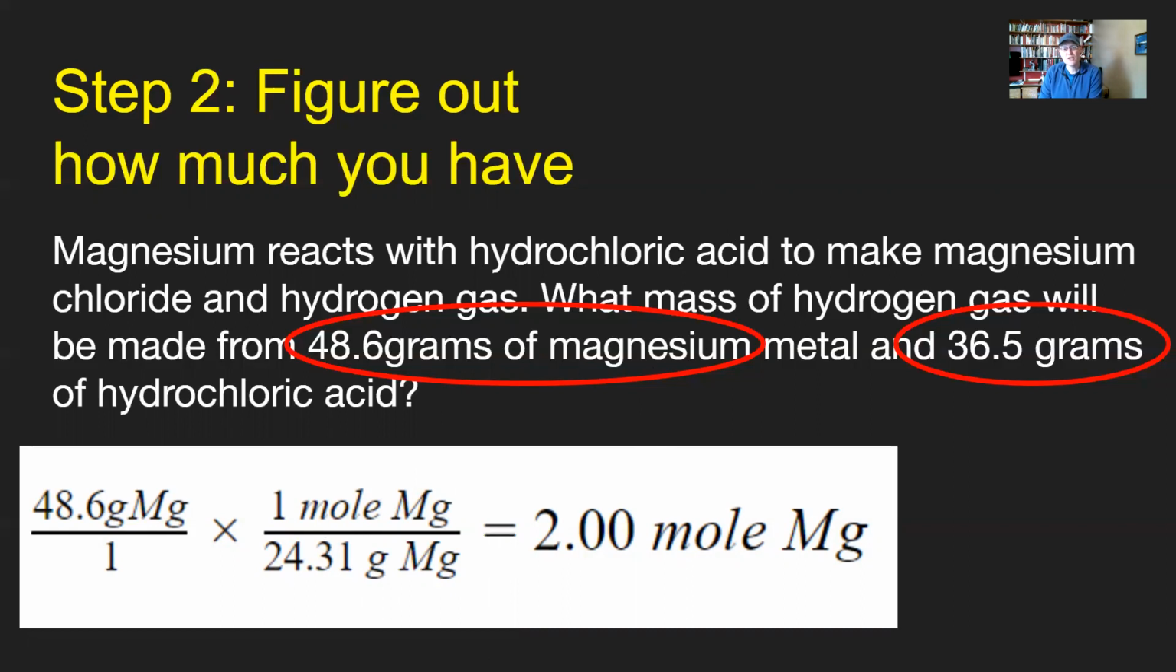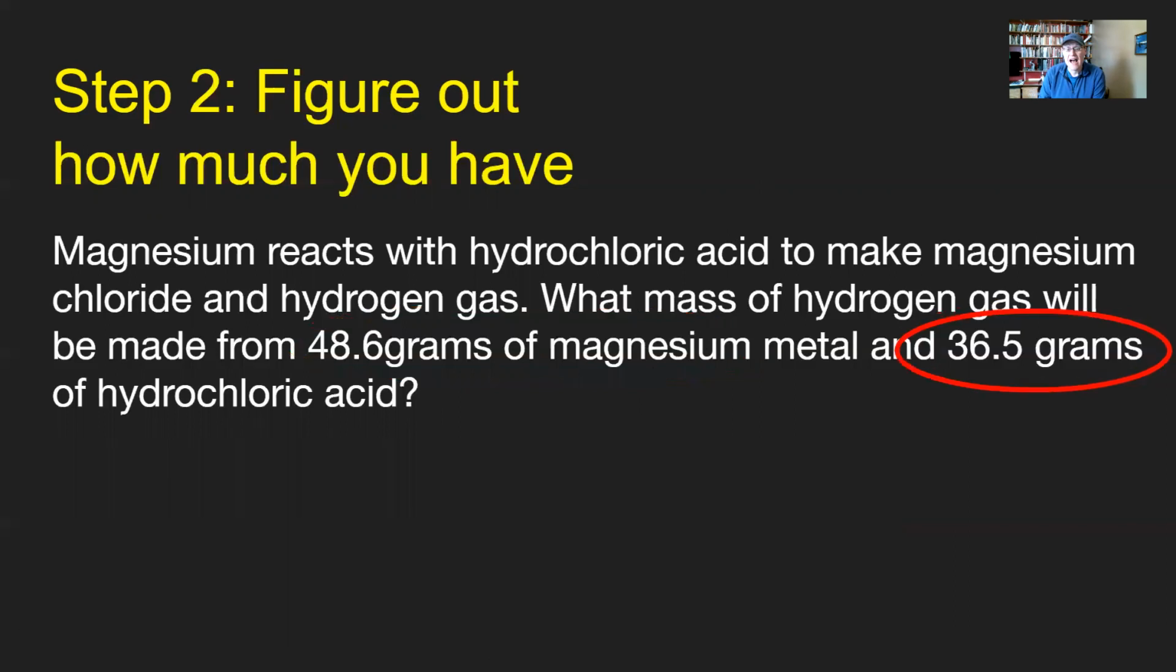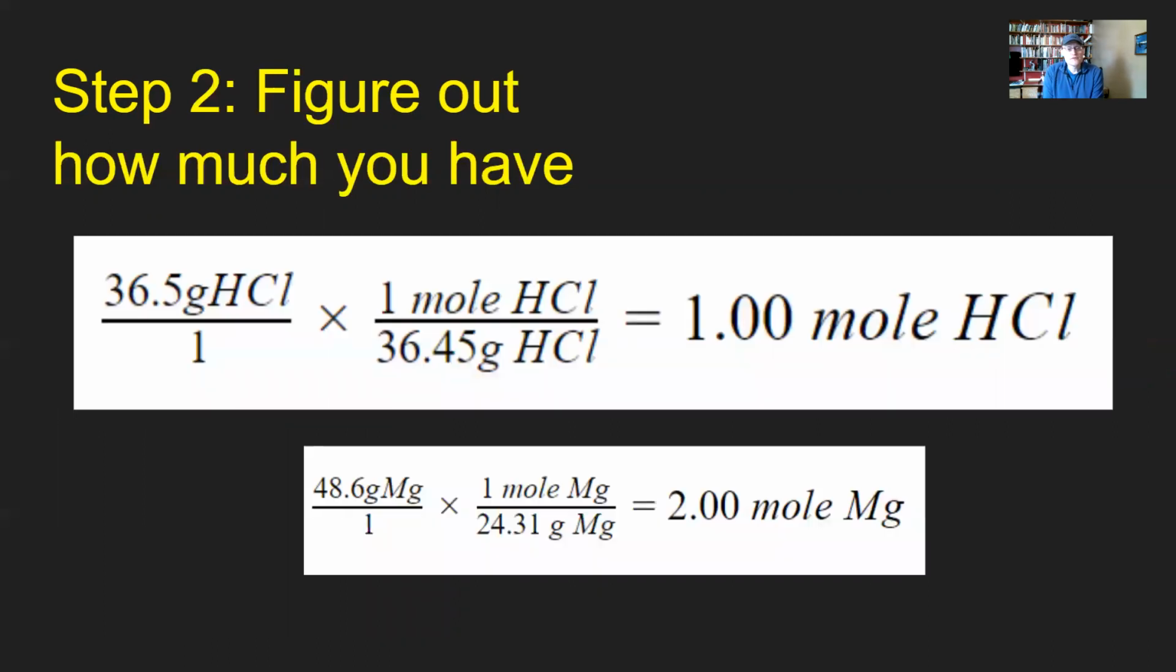At this point, what I'd like you to try is to figure out how many moles we are going to have in 36.5 grams of hydrochloric acid. Take a moment to do that. So what you should have ended up with is that 36.5 grams of hydrochloric acid becomes 1 mole of hydrochloric acid. So now I have 1 mole of hydrochloric acid and 2 moles of magnesium that I'm using to react together.